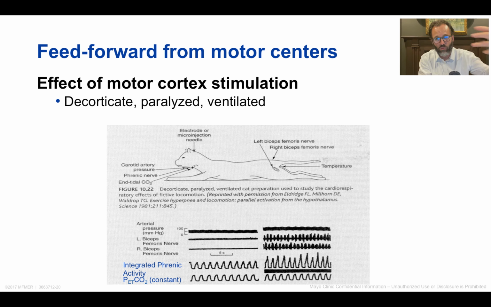But when we paralyze the animal, we have that stimulus to go exercise. The stimulus is, I'm going to go do physical activity. But now there's no distal response, no muscular response at all. And we can get at the answer to whether there is actually a significant feed-forward component here.